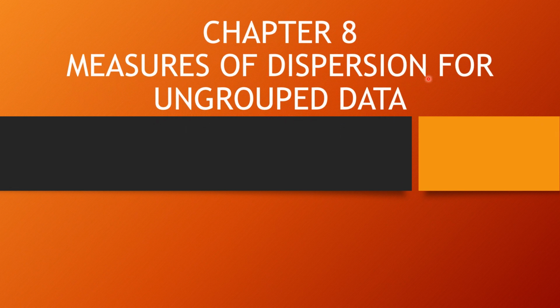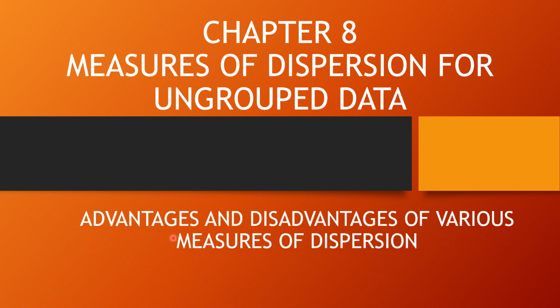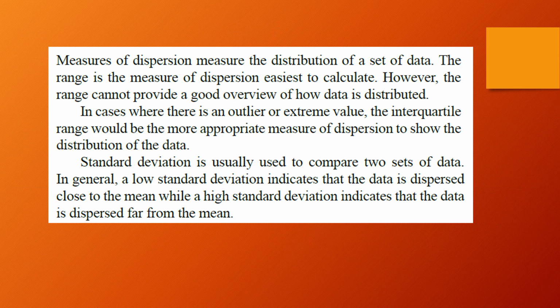Hi everyone, today we will look at another part of chapter 8, measures of dispersion for ungrouped data. That is, advantages and disadvantages of various measures of dispersion. Measures of dispersion measure the distribution of a set of data.